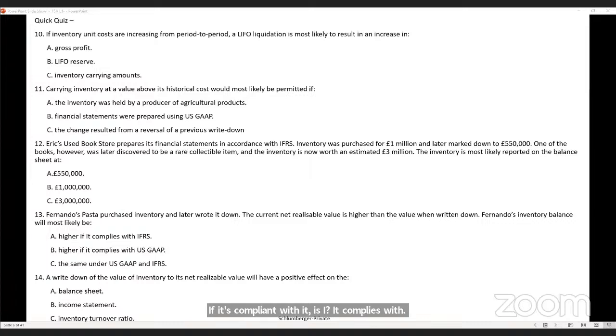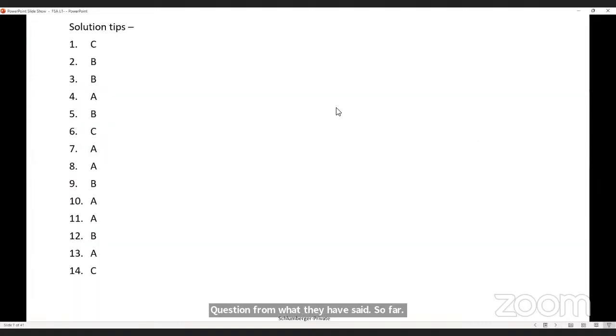Number 14, I think we should stop at number 14 and quickly talk about the concept. A write-down of the value of inventory to its net realizable value will have a positive effect on what? On your inventory turnover. Because if your inventory has dropped, it means that the denominator has dropped. Then it means that your inventory turnover is going to be higher. So you're going to see some efficiency from that angle. Now, before I move, any question in this area so far? Any question from what we have said so far? All right, in the absence of any, these are the answers here. They are there in the slides.